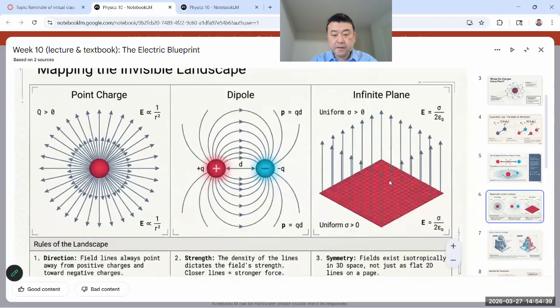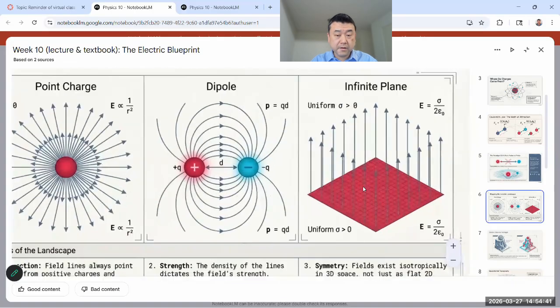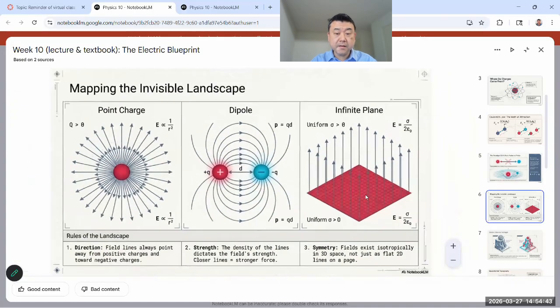And infinite plane. The thing that if you haven't seen already might be surprising is that on infinite plane, the electric fields are uniform. So in between, in the middle, you should have the same electric field as what you had near the edge.